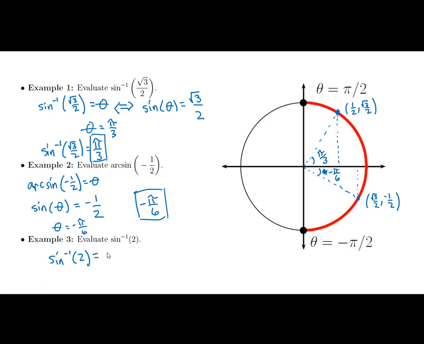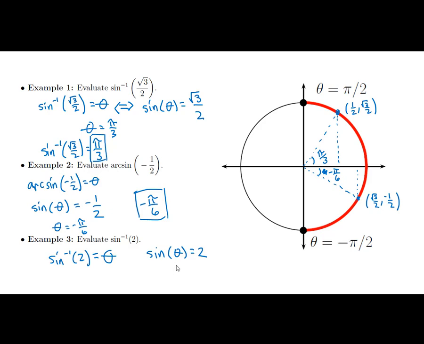Again, what does that mean? That has to equal this angle theta. So what does that mean? That means that the sine of theta is equal to 2. Now that should make us pause for a moment. The sine of theta equals 2.